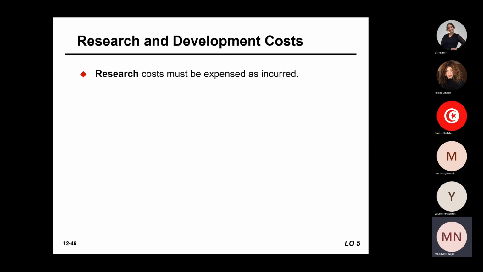Okay, and how they should be reported in financial statements, that's also a sensitive question that should be answered based on some criteria that the IFRSs stipulate. So here, as we said, research costs must be expensed as incurred. As long as we incur any research costs, they should be expensed in the period in which we are incurring this research. So we have to record research expenses, and of course, they should be reported in our income statement.